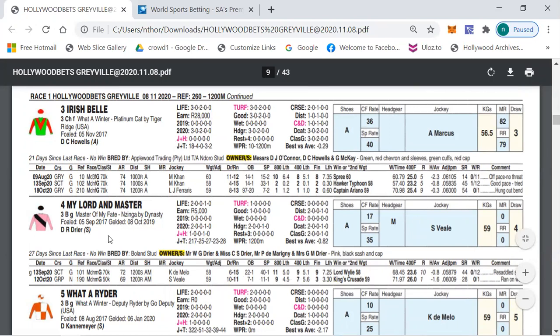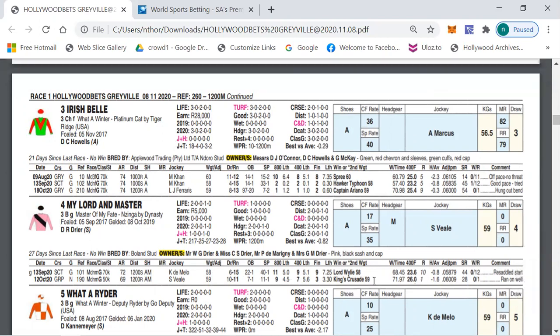One of my outside selections, my number 4, My Lord and Master, trained by the master Dennis Drier, Sean Wheel, drawn 4. The horse improved from his first run to his second run, running on nicely, fastest 400 to finish, but I must say in a relatively slow time, but that was on the poly, and now it's back on the turf, but I do think it has got a nice chance.